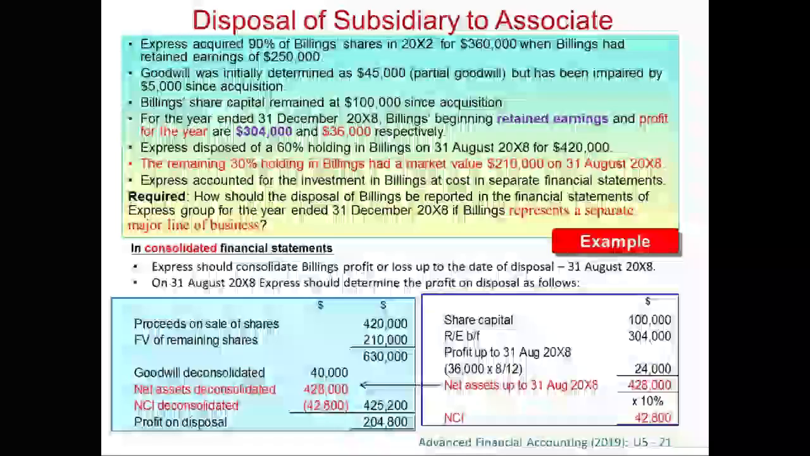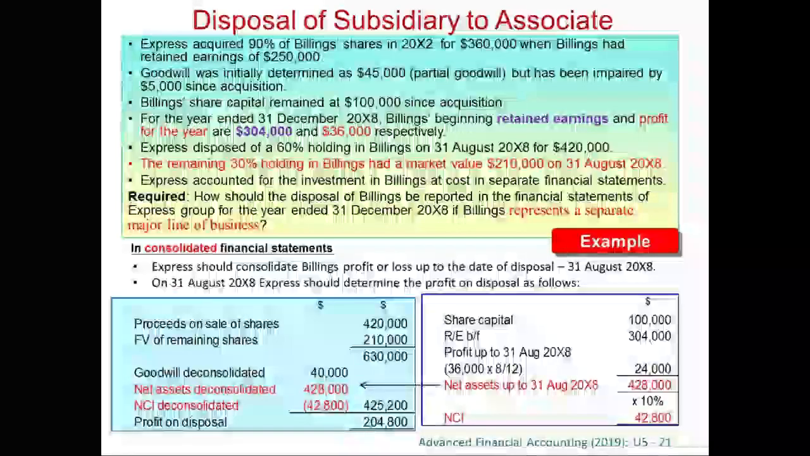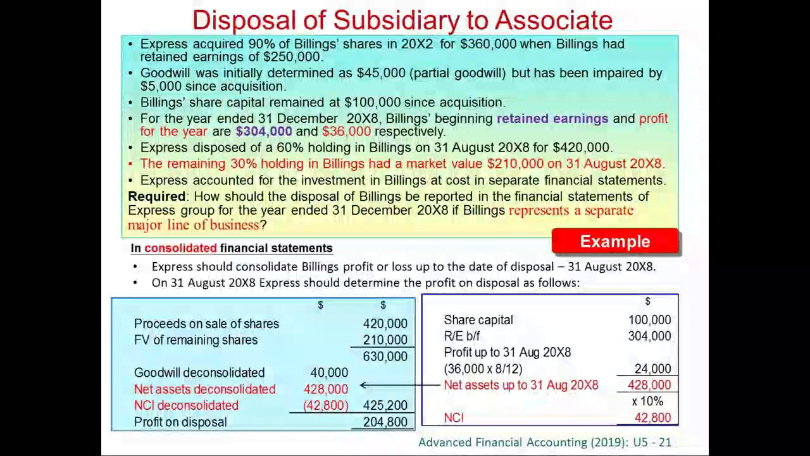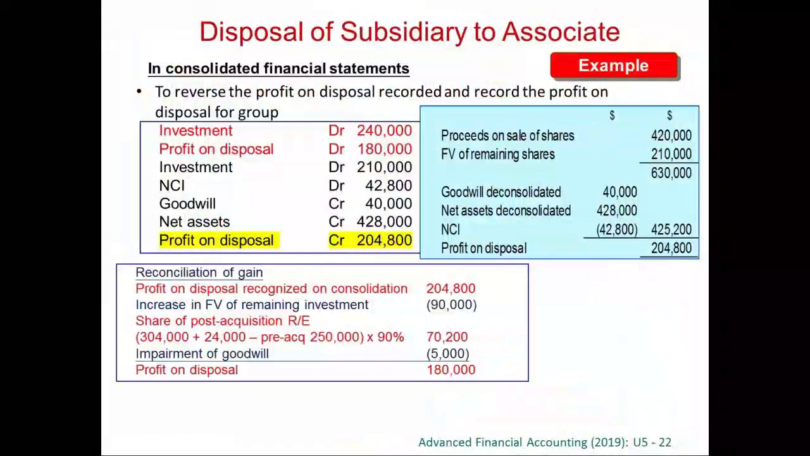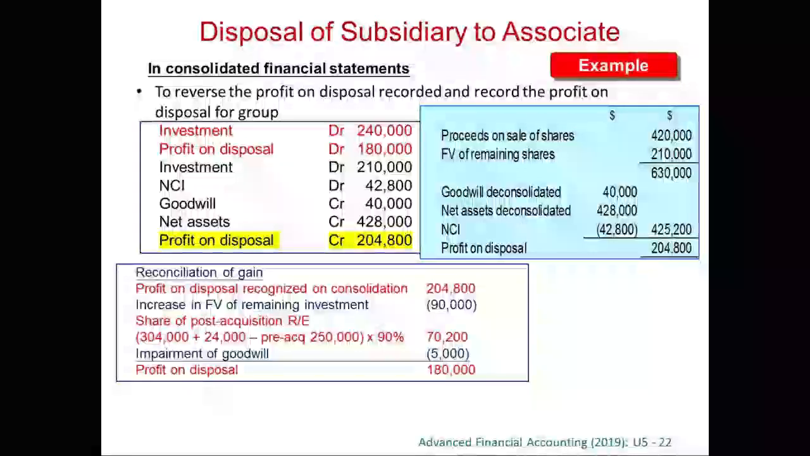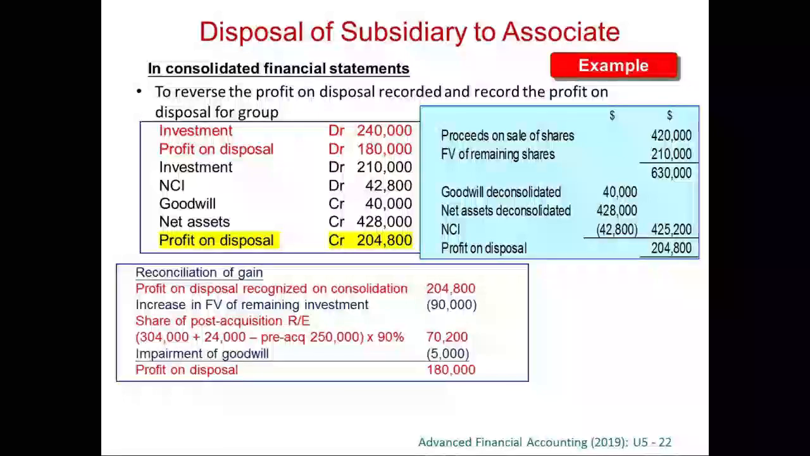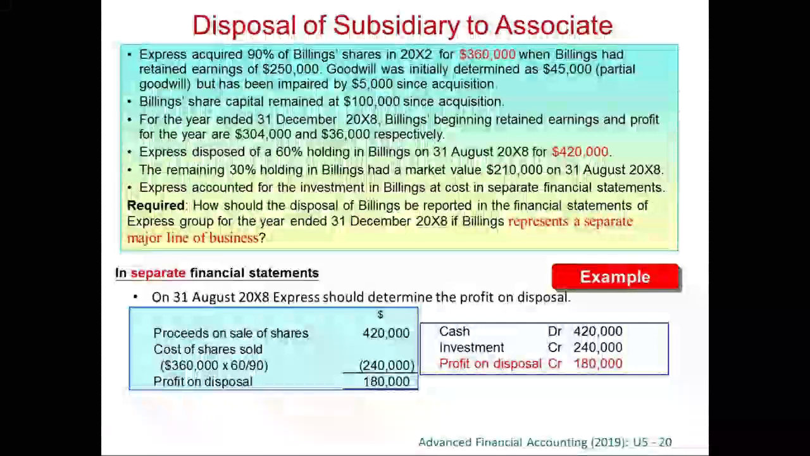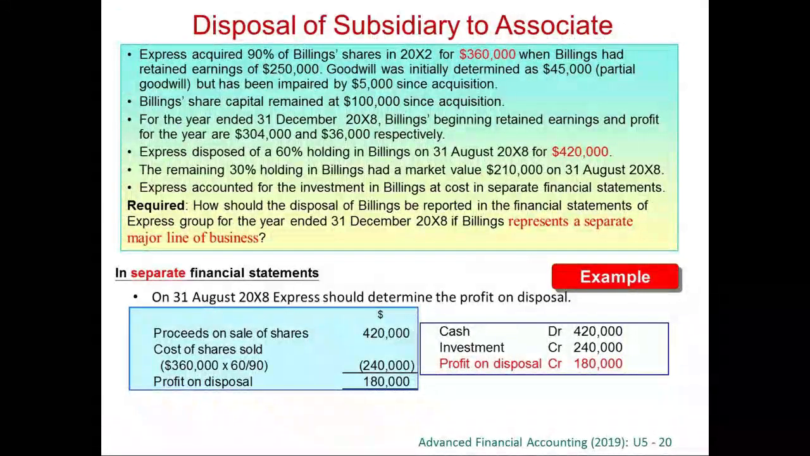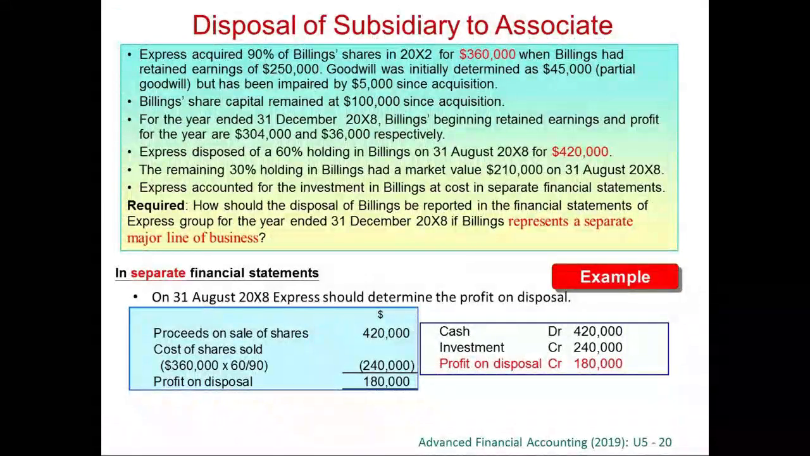And then, of course, we keep on consolidating this subsidiary as a 90% subsidiary. And then suddenly, on the day of disposal, we have to clear this subsidiary. So therefore, we have to clear everything. So we need to prepare this journal entry. First of all, in the parent's own book, the parent has debited cash and credited investments and credited profit on disposal, so we have to debit away these investments and gain on disposal.